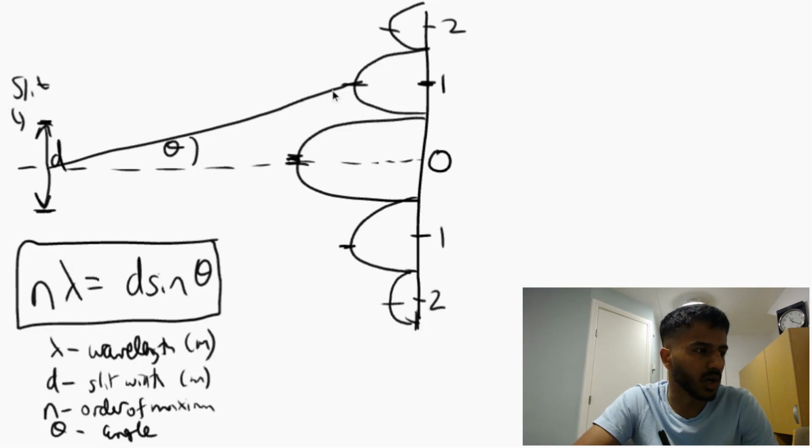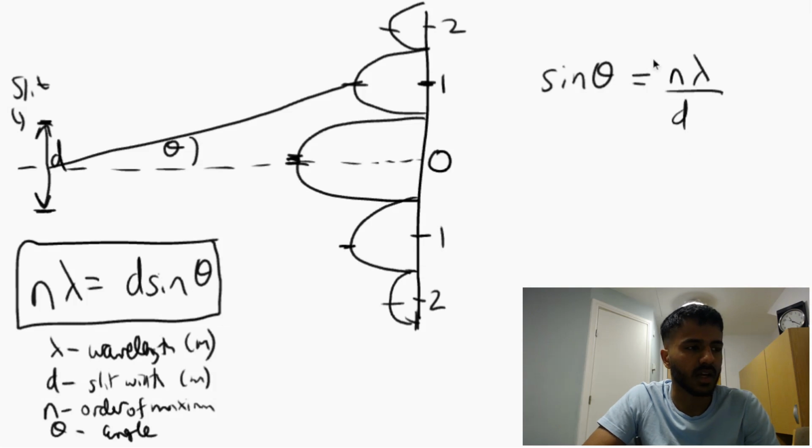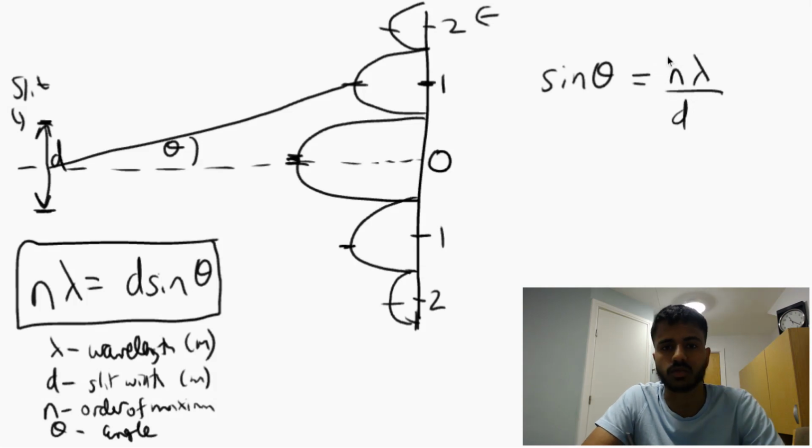So if I wanted to work out this angle here, theta, if I'm given the value of lambda and d, well then sine theta would be equal to n lambda over d. And in this case, for this maxima, n will be 1. And for the second order, n will be 2. So it's really not that hard.